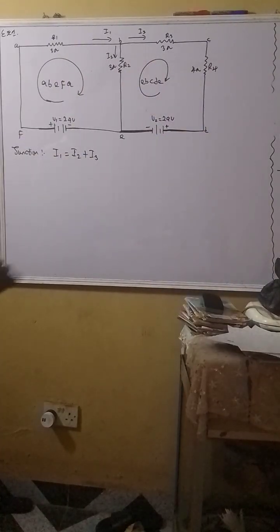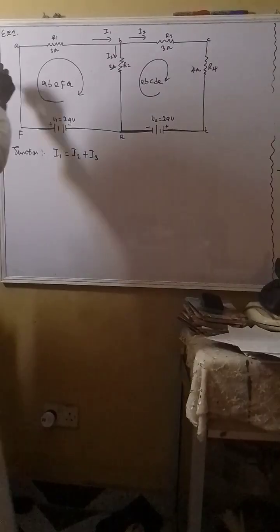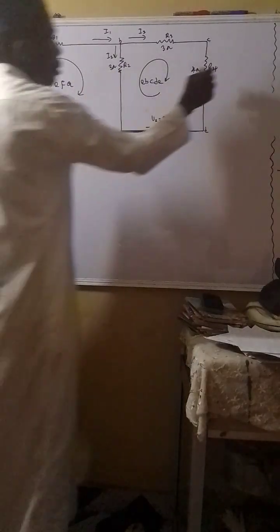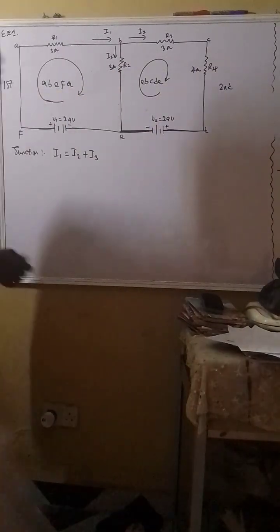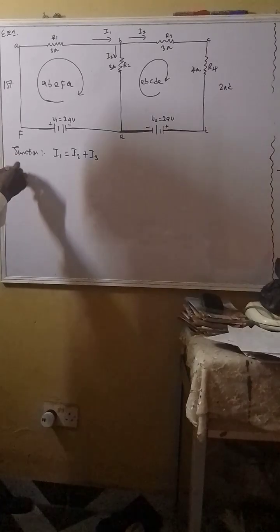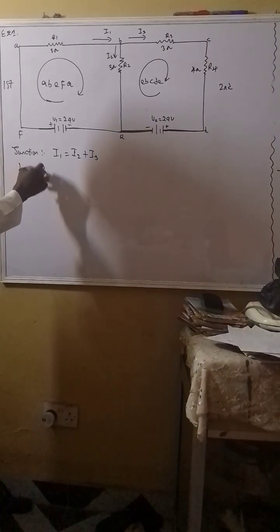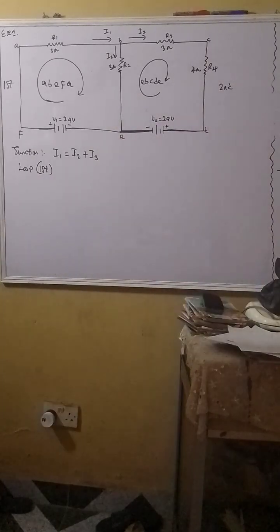Now let's look at this. We have two loops there. We can call this the first loop, and we can call this the second loop. So let us deal with our voltage now. If you look at the first loop, let's utilize the strategy I gave you.